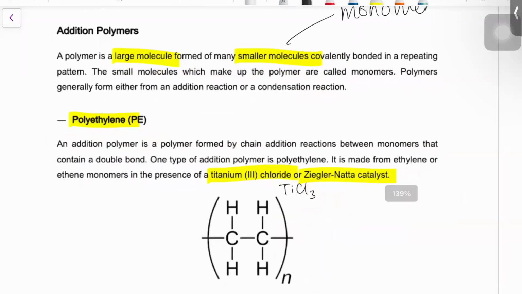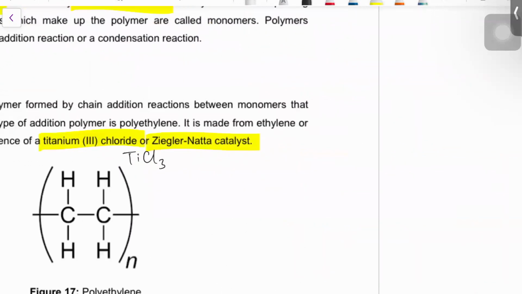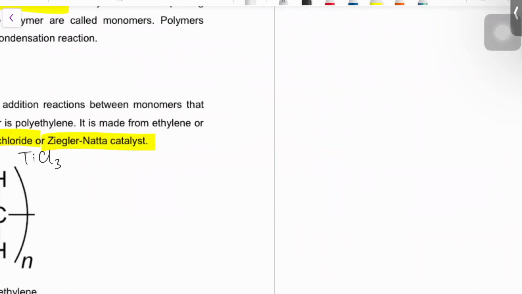So what happens with your polyethylene, or when you're adding anything together? Similarly to your addition reactions for your alkenes and your alkynes, addition reactions in polymers happen when the double bond breaks and then single bonds form. So the same exact thing happens. The only difference is now that the single bond forms between the same molecules.